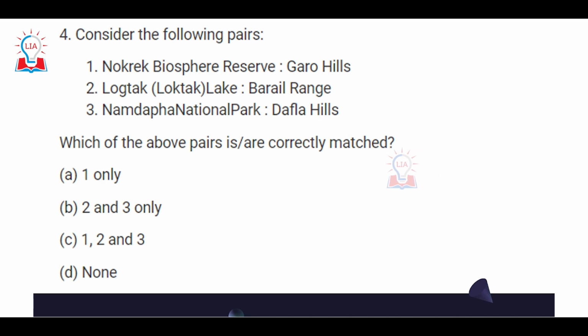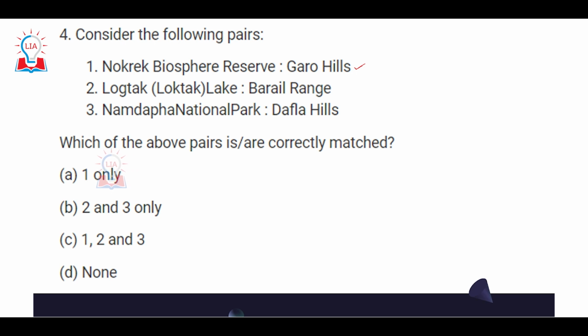The next question is related to biosphere reserves or protected areas and the respective hills. So we have Nokrek Biosphere Reserve in Garo Hills, Loktak Lake in Barail Range, and Namdapha National Park in the Dafla Hills. Nokrek Biosphere Reserve in Garo Hills is absolutely correct. Nokrek Biosphere Reserve is part of the state of Meghalaya, and Meghalaya has three different hill ranges, Garo, Khasi, and Jaintia, and Nokrek is situated in the Garo Hills.